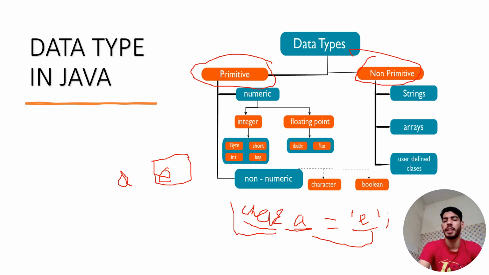In non-primitive data types, we have string. String is basically defined as a collection of characters or a combination of characters. Array, you can say that we can store similar type of data in an array. In further videos, I'm going to teach you these things. In non-primitive data types, we have not only string and array, we have more things, and in upcoming videos I'm going to teach you all that.